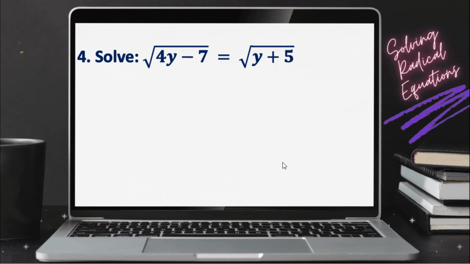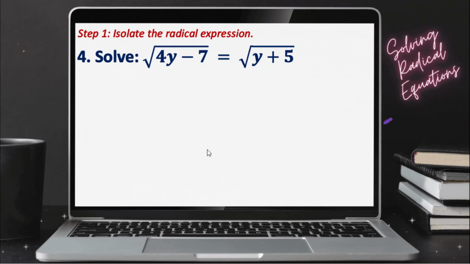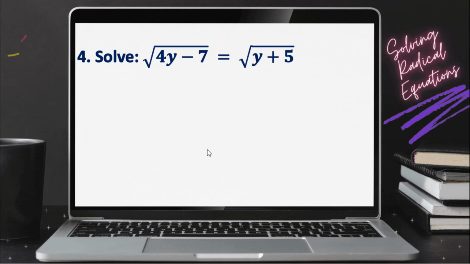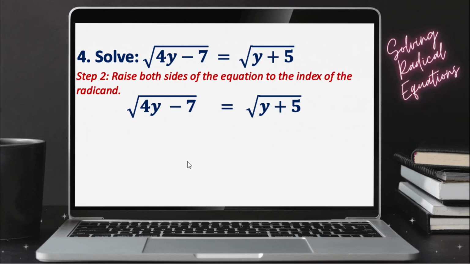Number 4, solve square root of the binomial 4y minus 7 is equal to the square root of the binomial y plus 5. So, ang step number 1, since isolated na ulit ang ating dalawang expression, no? So, hindi na natin i-isolate. Proceed na tayo sa step number 2. Ang ating equations ay naka-raise, no.